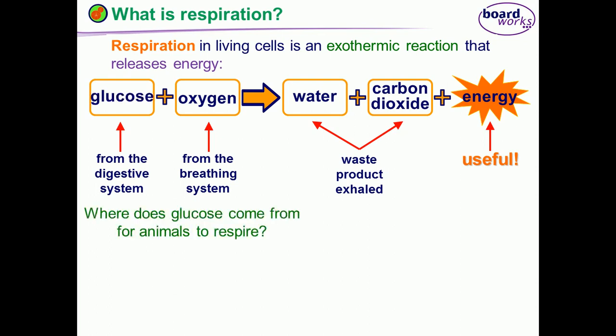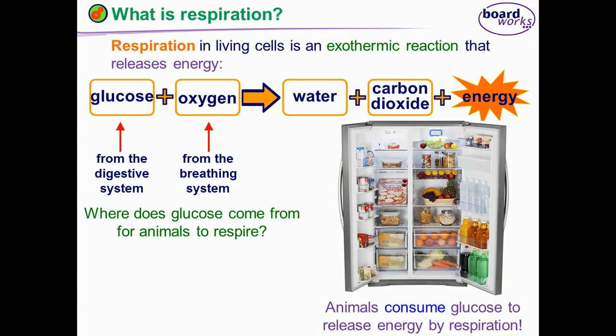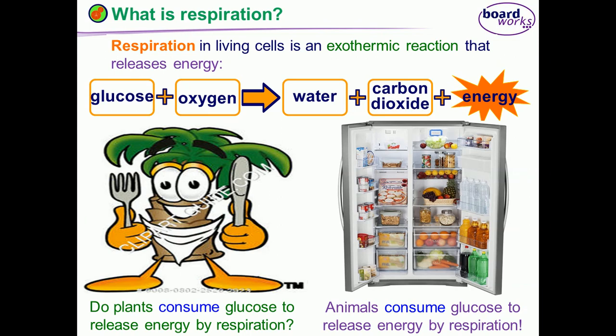So where does glucose come from so that animals can release energy from the glucose in respiration? Well, animals consume glucose and then they release the energy from glucose in respiration. Plants also need energy, so that means that they need to use glucose to release that energy.